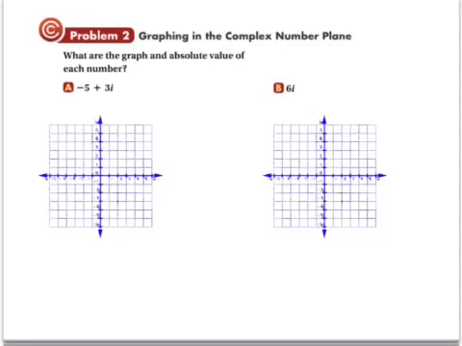Graph the number, find the absolute value. So remember, your horizontal axis is your real axis, and then your vertical axis is your imaginary axis. I just remember that because the vertical axis is straight up and down like an I for imaginary. It's simple, but it might help you remember that your imaginary axis is going straight up and down, just like the I of imaginary. So when you graph this, use the real part of your number first.